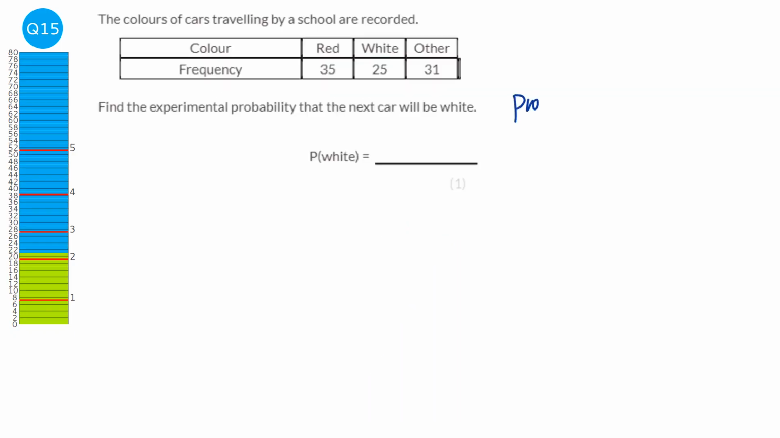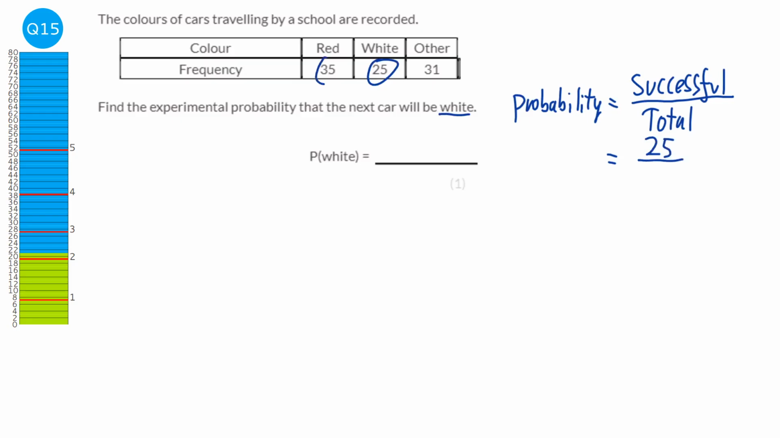The experimental probability is the successful outcomes divided by the total number of outcomes. So we're looking for the probability that it's white. So it's going to be 25 over, and we're just going to do 35 plus 25 plus 31, which is 91. And that's our probability, 25 over 91. Be careful when it says total, you must include all of the outcomes, so red, white, and other.